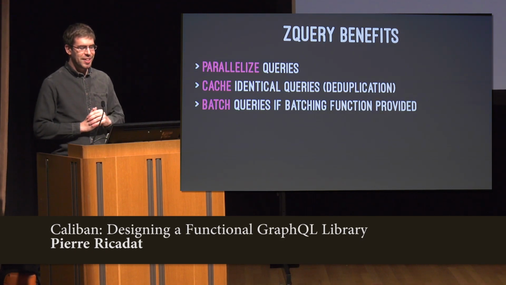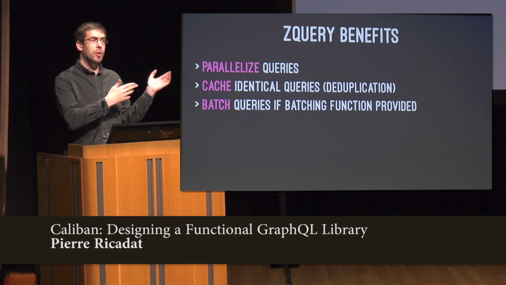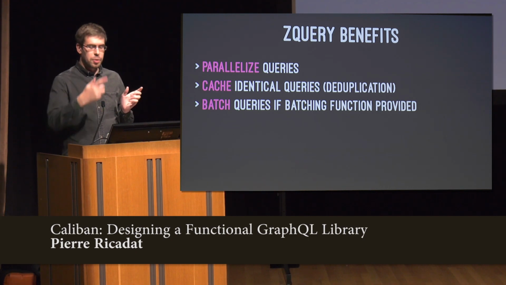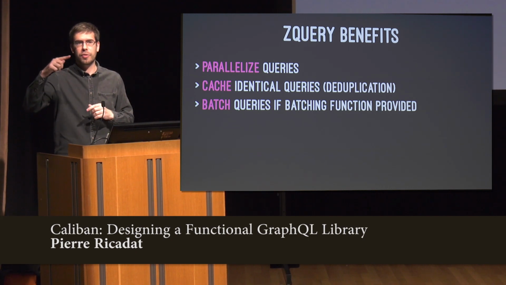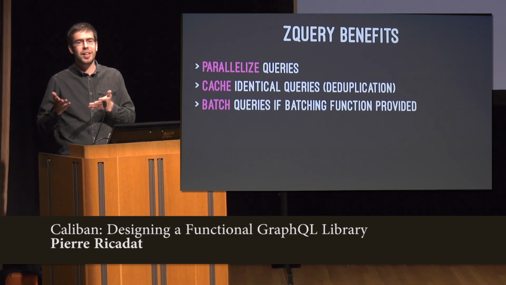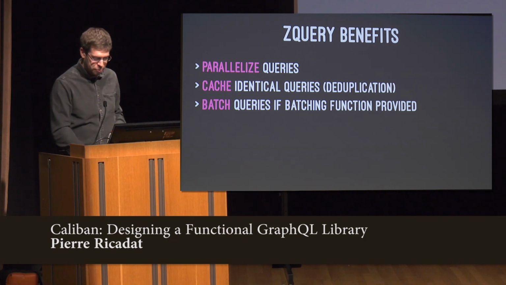The last thing I wanted to say is that if you provide a batching function that takes, for example, a list of IDs and that can return a list of names, ZQuery will use that batching function instead of requesting items one by one. It's optional. It cannot guess how to batch elements. It only works if you give a batching function.